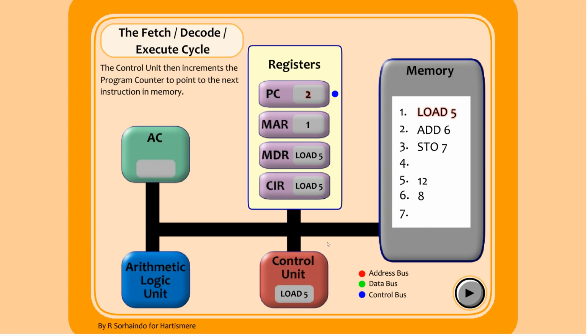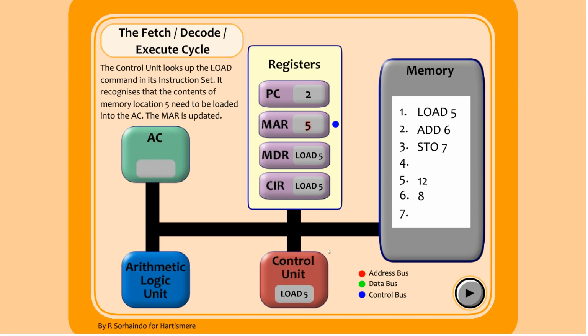Load 5 is in the control unit, and the control unit said I'm ready for the next instruction, so it sent an increment to the program counter and said get ready for number 2. It also sent the value 5 from the control unit, because it says load 5. So we're going to put the number 5 into the memory address register to load 5, address 5.